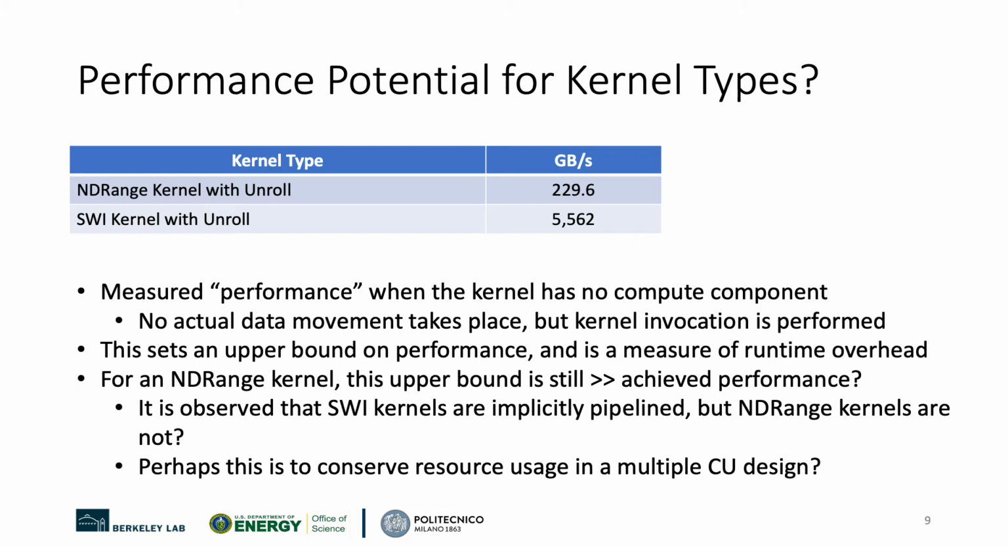An inspection of the compiler report showed that the SWI kernel has implicit pipelining optimizations that the NDRange kernel lacked. Perhaps this is to reduce resource usage in anticipation of generating multiple compute units.